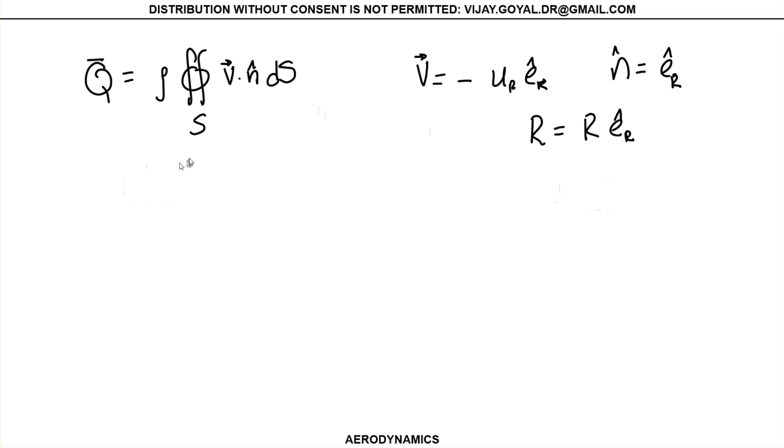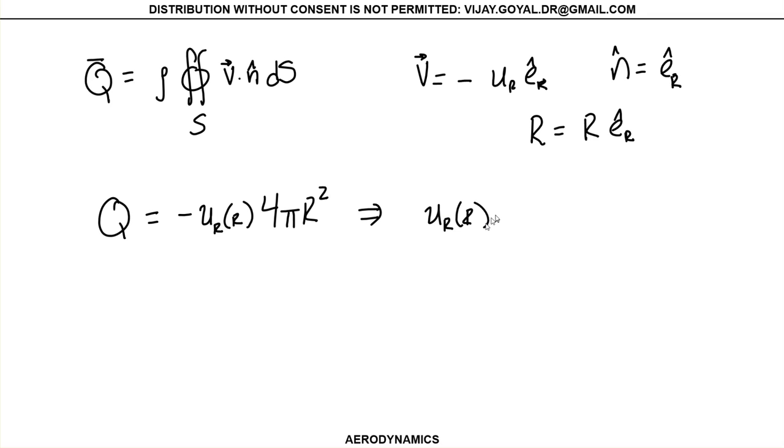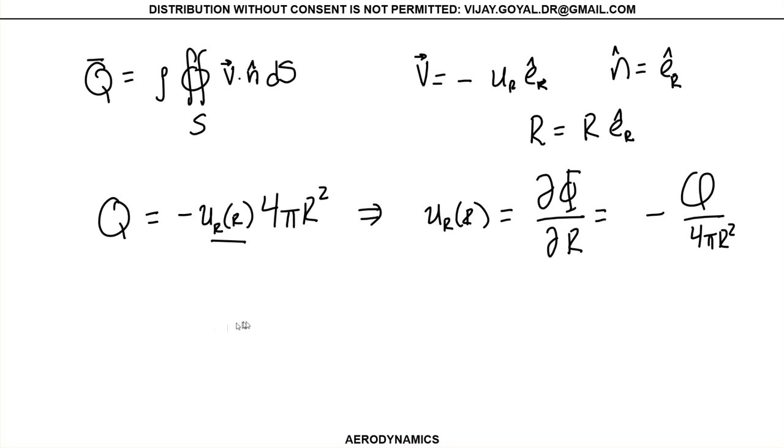So if I do this integration, you can show that it leads you to the following. When I do this, I find that this is equal to minus UR R, 4 pi R squared. Okay. Then from here, we know that your UR of R is equal to the partial of this with respect to big R, which is going to equal minus Q over 4 pi R squared, right? This comes from here. And then if I integrate this with respect to R once, you can see that your potential flow is equal to Q over 4 pi R plus a constant.